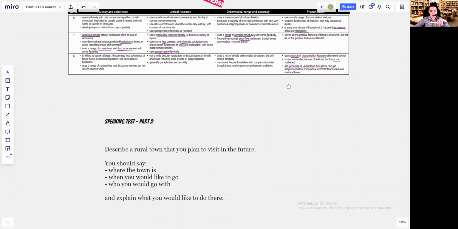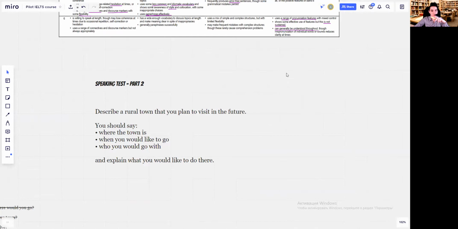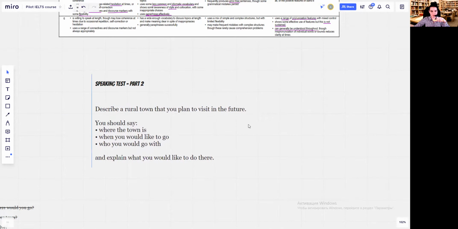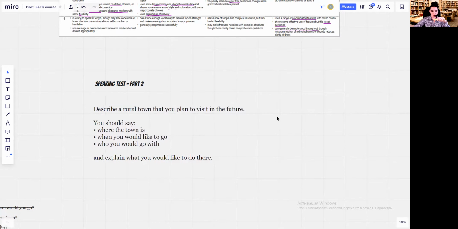Now, first of all, let's look at the task. A typical task looks like this. Describe a rural town that you plan to visit in the future. You should say where the town is, when you would like to go, who you would go with, and explain what you would like to do there.